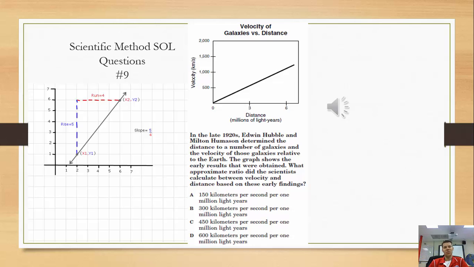In the late 1920s, Edwin Hubble discovered that the galaxies are moving away from each other. He used this chart right here, distance in light years for your x-axis and velocity in your y-axis, to determine the expansion rate. Alright, what is he able to calculate? Now this is simply a math question. It is not really an astronomy question. It is just seeing if you know how to find a ratio.